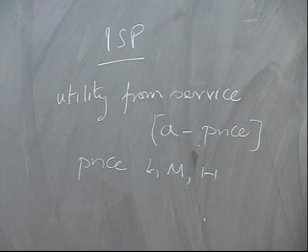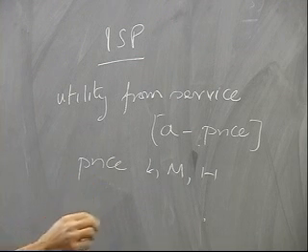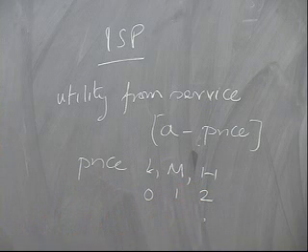So they don't know what's going to happen. They don't know what the market sensitivity is. So they're going to try some price. We're going to try 3 different prices. So you can model this game like this. Let's say low, medium, high. We'll call it 0, 1, and 2. Okay. So we can model the game in this fashion.